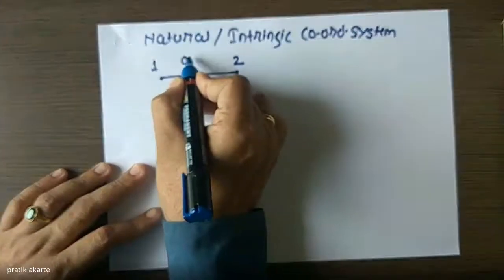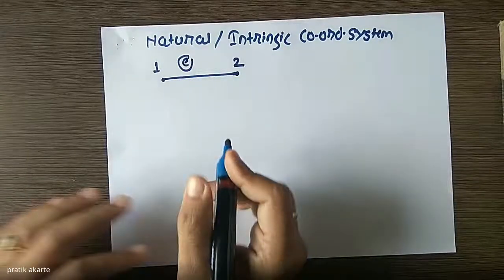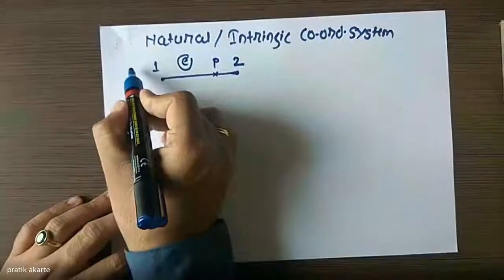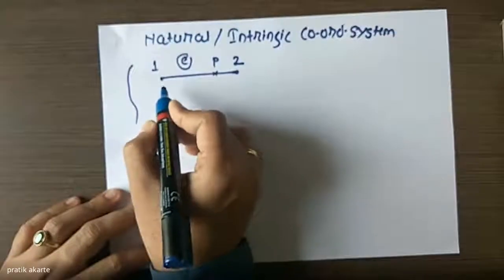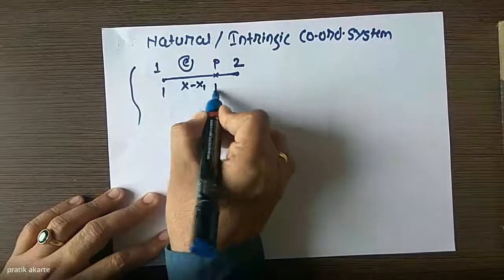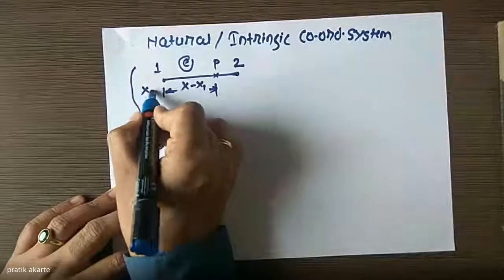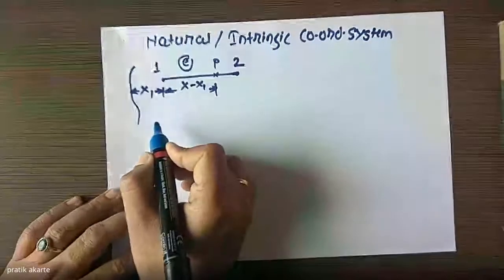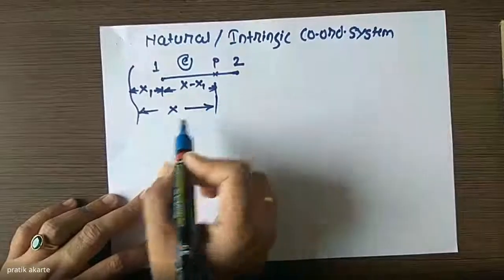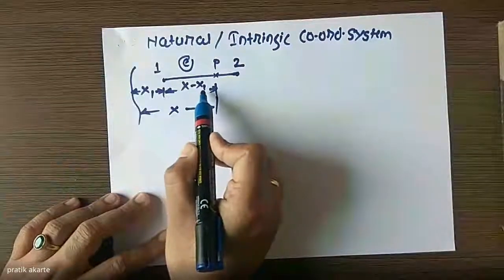So we are having this element E having nodes 1 and 2 and one intermediate point, any point P. We represent it with the help of global coordinates. So this is x minus x1, this is x1, and this distance is x. So the distance from the origin to node 1 is x1. So it is x minus x1.